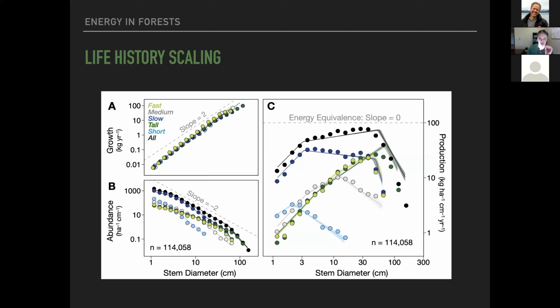They're green because they're demographically responsive to light. I don't show this, but they grow faster in high light. They're more sensitive to high light, and their mortality drops more in low light. So these are the ones that you might expect to be changing the most with light. And indeed they are. As you get bigger, there's a real convergence. And so in terms of energy equivalence, no one really meets it at the smallest and biggest sizes. And this is actually pretty typical.